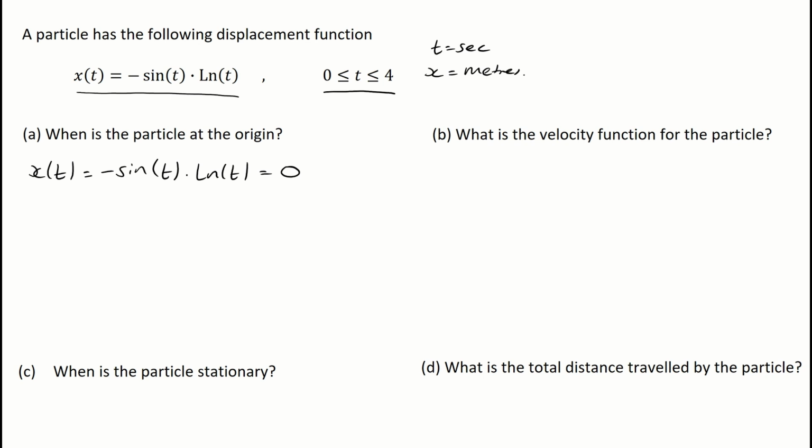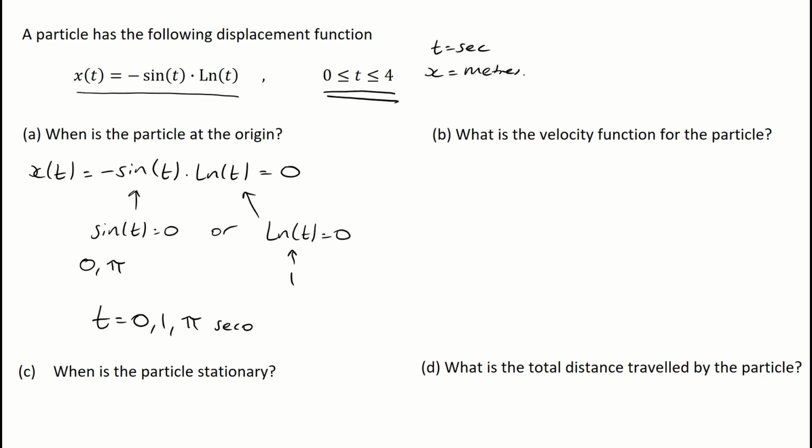Now, that can happen either when sine of t is 0 or when the natural log of t is 0. So two options there. If we first start with sine of t being 0, that can happen at 0 or pi. We can't go any further because we're restricted in our domain from 0 to 4. But the natural log of t will be 0 when time is equal to 1 second. So the answer to part A would be when t is 0, 1, or pi seconds.